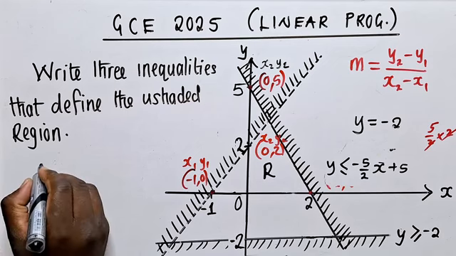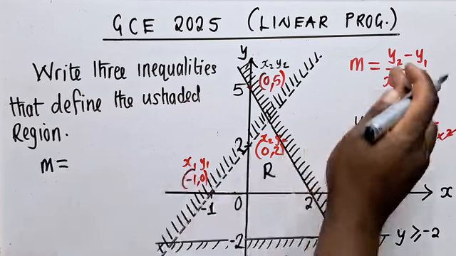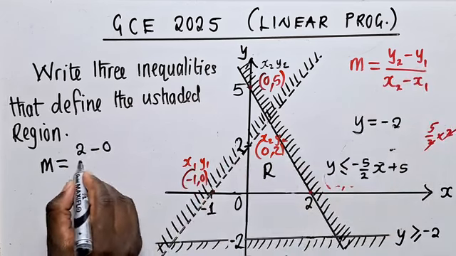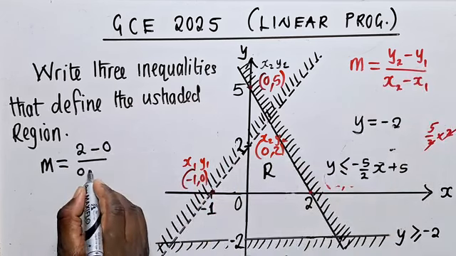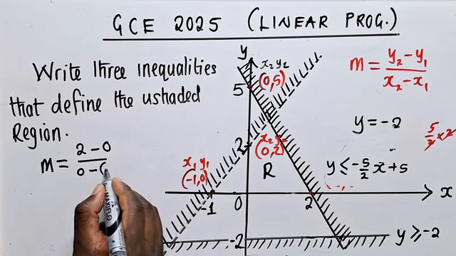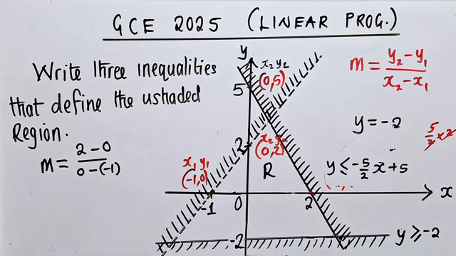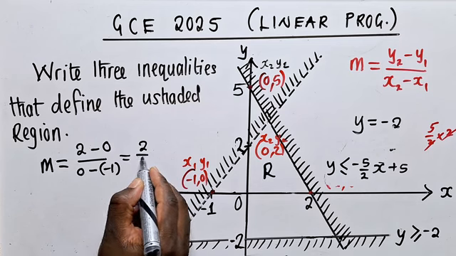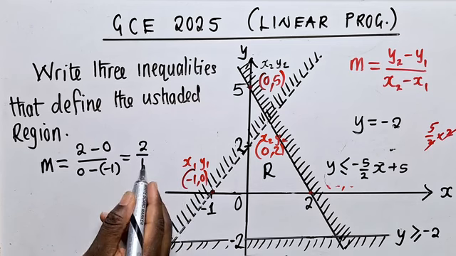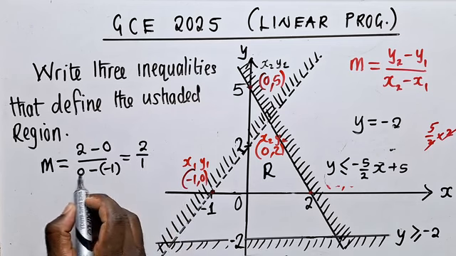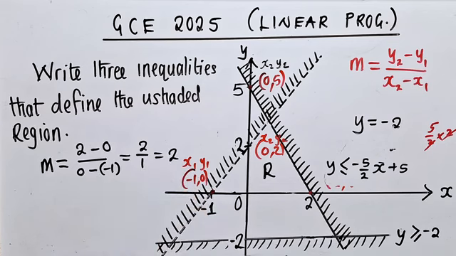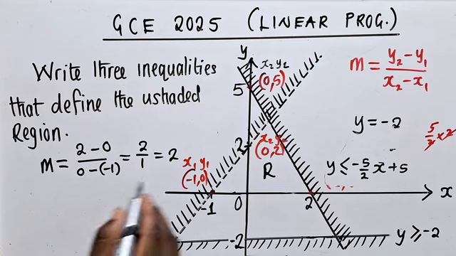Now we can find the gradient, which is m equal to y2, which is 2, minus y1, which is 0, over x2, which is 0, minus x1, which is -1. Remember to put it inside the brackets. Since it has a negative sign, always put it inside the brackets. You simplify and get 2 over 1. Negative and negative give us a positive 1. 0 plus 1 will give us 1, so 2 divided by 1 is 2. So this is our m.